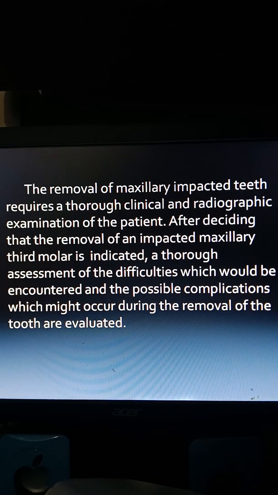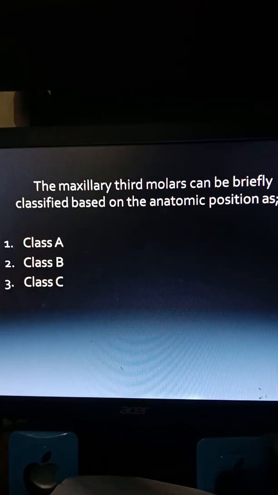So the removal of maxillary impacted teeth requires a thorough clinical and radiographic examination of the patient. After deciding that the removal of an impacted maxillary third molar is indicated, a thorough assessment of the difficulties which would be encountered and the possible complications which might occur during the removal of the tooth is evaluated.